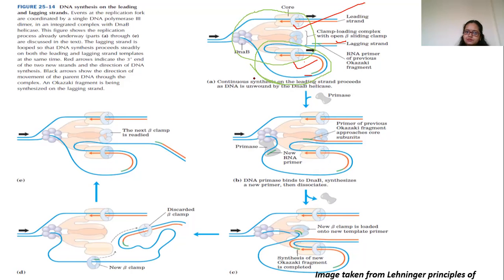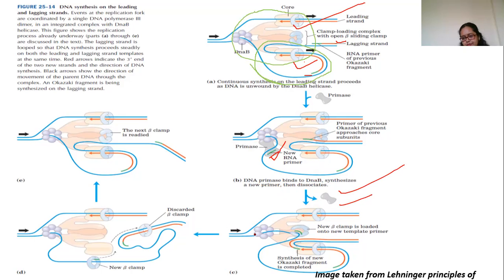Once this is completed, what would happen? Primase would come and join with the DNA helicase and will synthesize a new RNA primer for the synthesis of another Okazaki fragment. Here we can see DNA primase binds to DnaB, synthesizes a new primer and then dissociates. Once the primer is synthesized, primase dissociates.